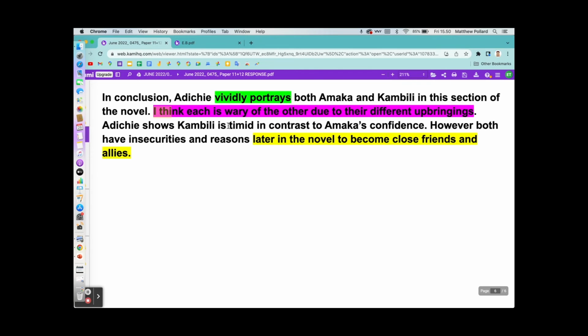So Kambili is timid, there's a contrast going on between them, and both of them underneath it all have insecurities and reasons later in the novel to become close friends and allies. And here, what we're doing, of course, is we're placing this extract and saying why it's important within the context of a novel, and we're showing that wider knowledge and understanding of the novel.